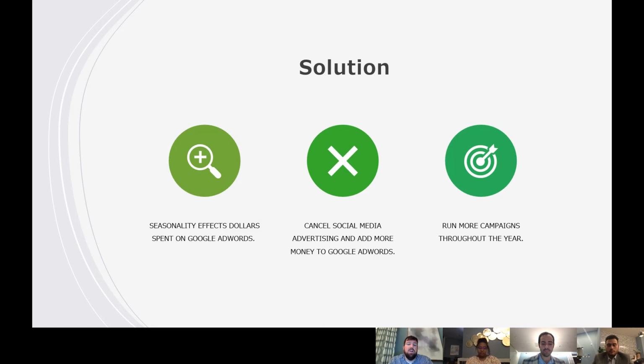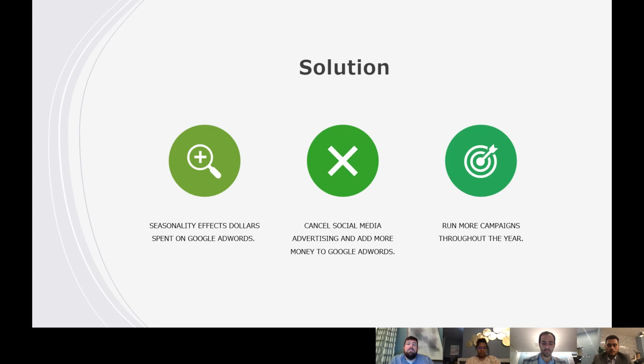As Monica mentioned earlier, it's a pay-per-click. So the clicks determine the dollars spent, rather than what we would normally think, that we go out and spend a certain dollar amount to get a certain amount of clicks. But it's kind of the opposite with Google AdWords being pay-per-click. So we see that seasonality.